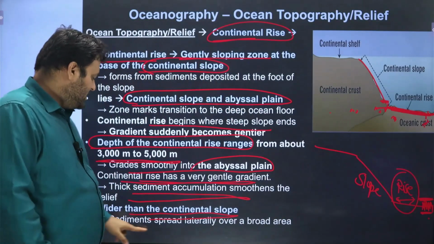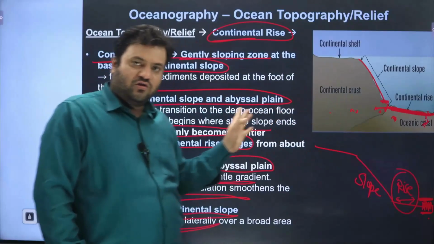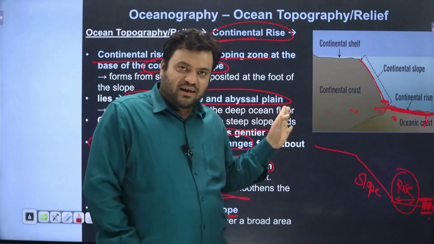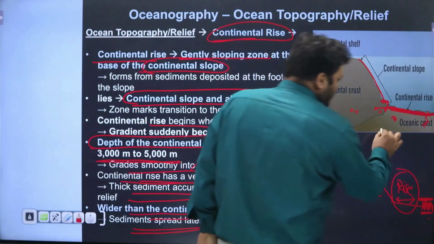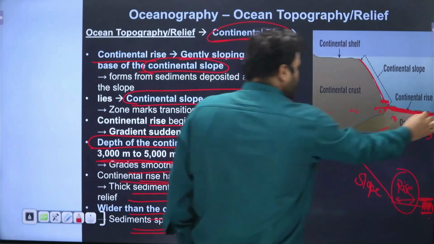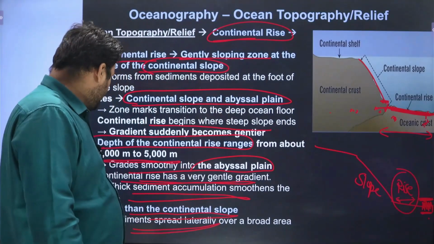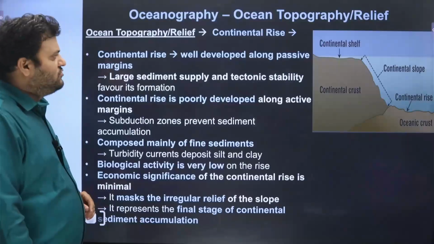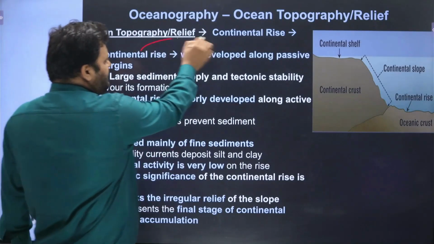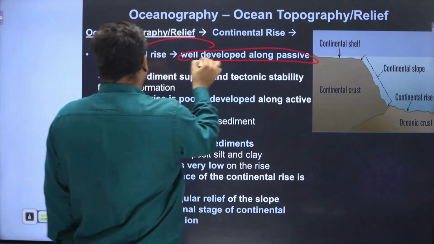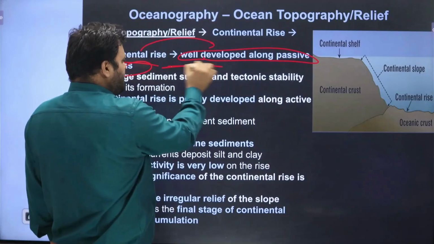So sediments spread laterally. Lateral means horizontal. So the sediments which are there are expanding the lateral deposition, and as a result of that, the continental rise is much broader with respect to the continental slope. So that was the idea with respect to the continental rise. Now this continental rise is well developed along the passive margin. Wherever you have a passive margin, it is well developed, which means it would be broad.